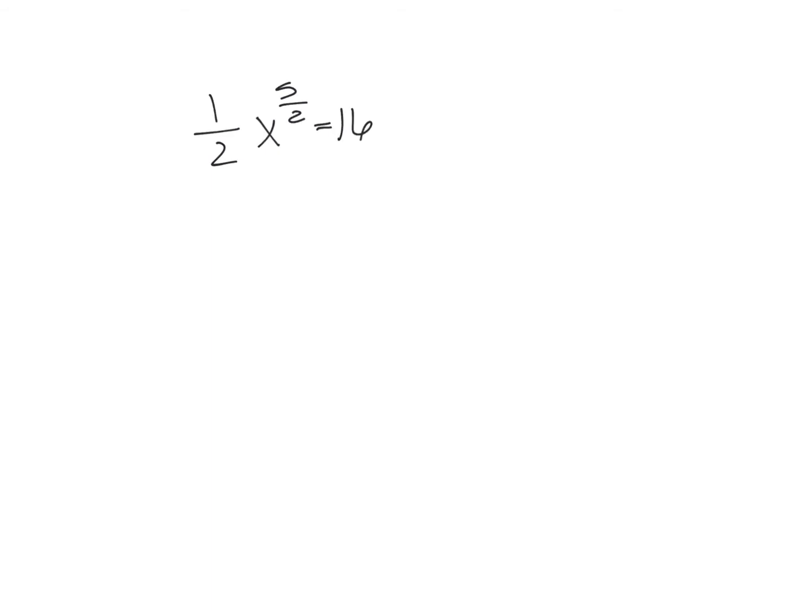So remember, again, I still have to isolate that base, isolate the radical. So I have to isolate this before I can take it to the power of anything. So this is 1/2. So I can multiply both sides by 2 to get rid of it. Multiplication and division are inverses of each other. So I get x to the 5/2 equals 32.